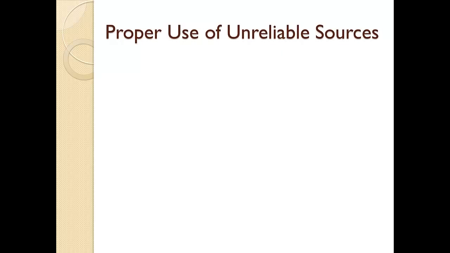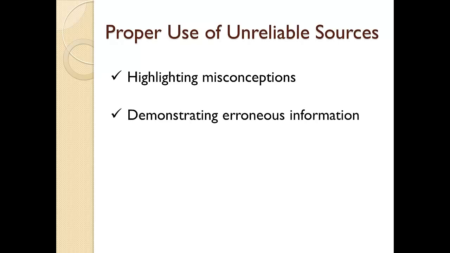There are a few exceptions when it might be appropriate to use information from a source that is normally considered unreliable. For example, if you want to highlight some existing misconceptions on a topic, you might cite information from unreliable sources, being careful to note this is what you're doing. Another similar example would be to demonstrate the existence of erroneous information. To successfully accomplish this, you might consider incorporating specific examples from these types of sources.